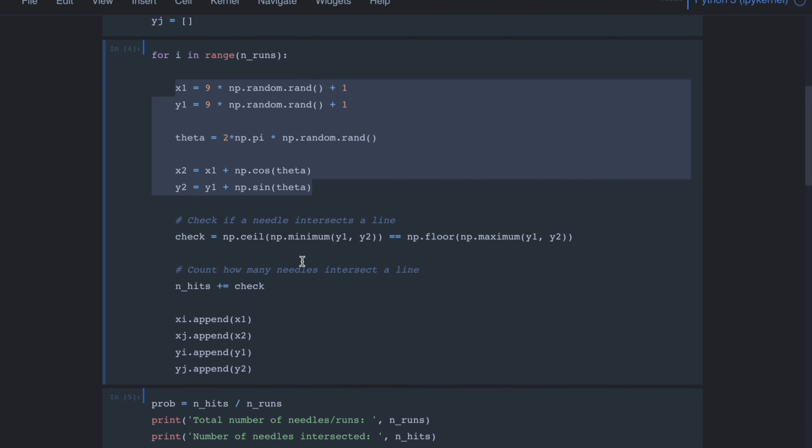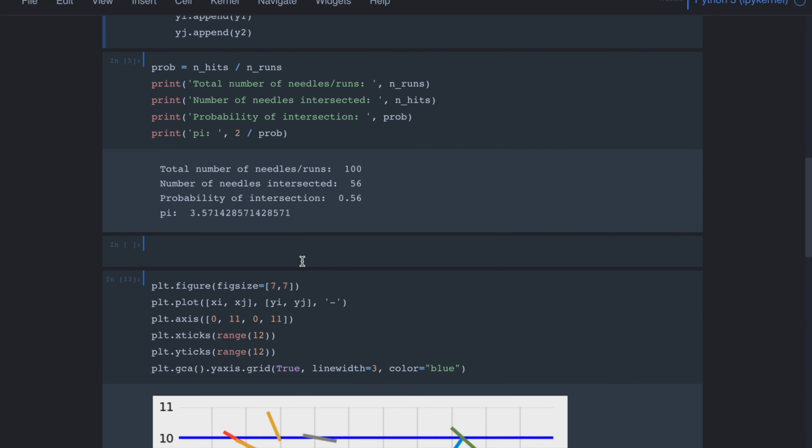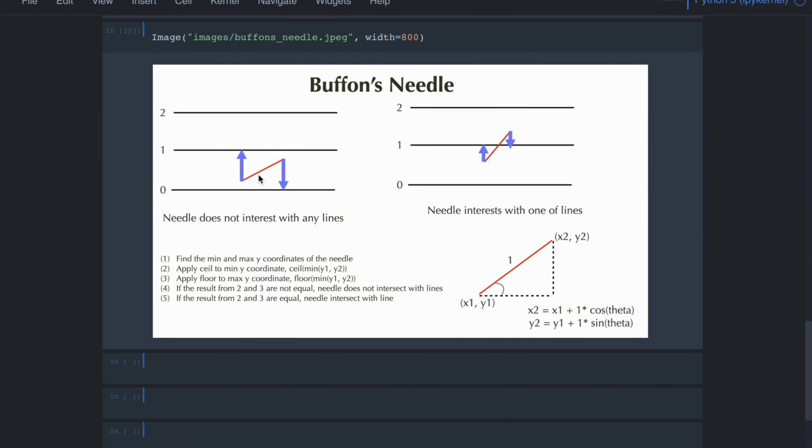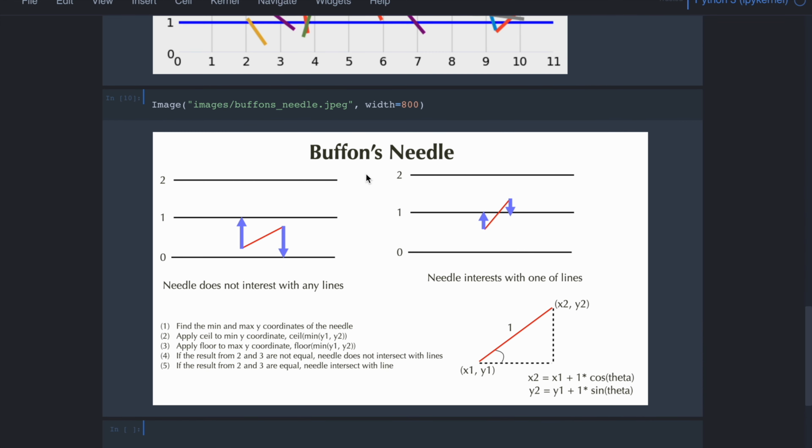Now we are checking if the needle intersects with one of the lines. As we discussed before, it's very easy. Using the y coordinates of the needle, first we find the minimum value of y, and then we apply the ceil function to it, and to the max y value we apply the floor function. If the results of these two transformations are not the same, that means the needle doesn't intersect with the lines. If the results happen to be the same, as in this case, then that means the needle intersects with the lines.